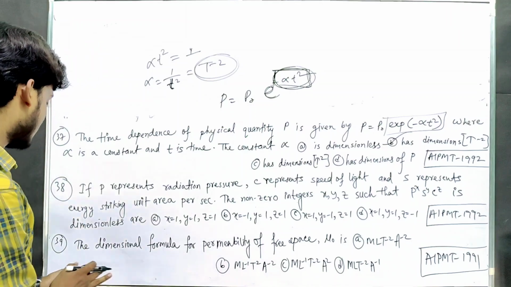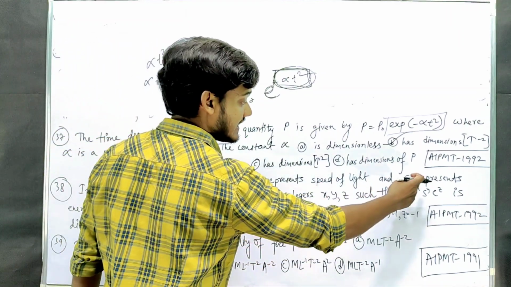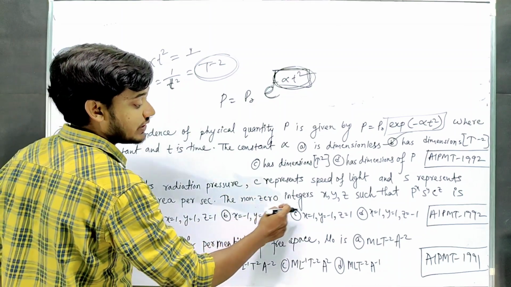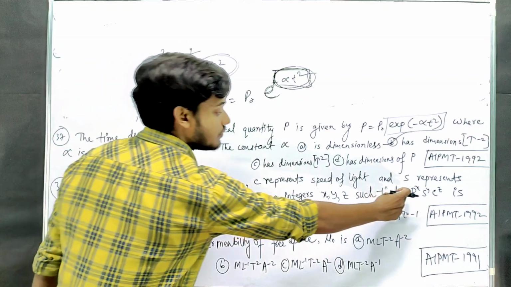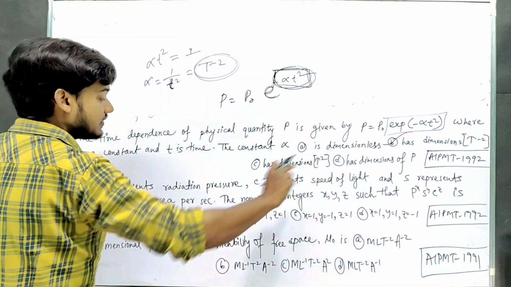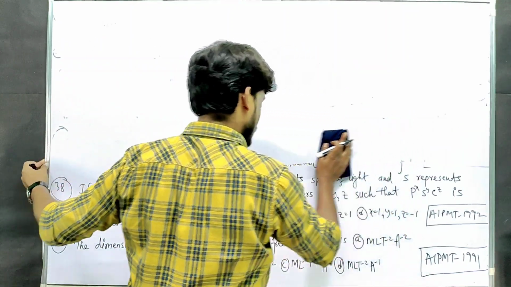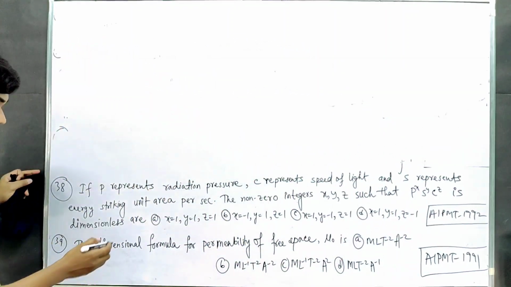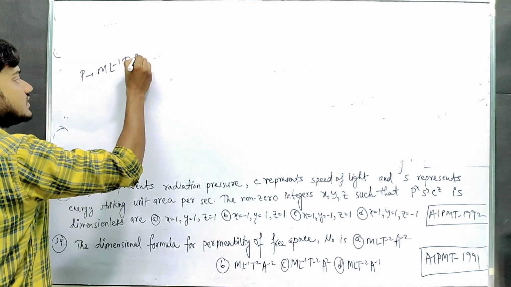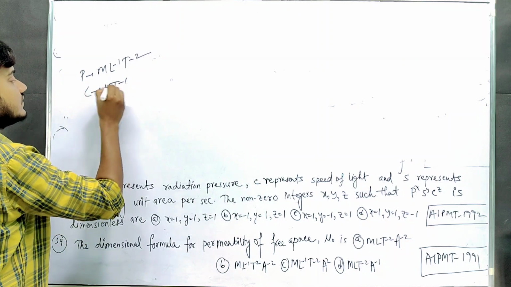Okay. Next, if P represents radiation pressure, C represents speed of light, and S represents energy striking unit area per second, the non-zero integers x, y, z such that P to the power x, S to the power y, C to the power z is dimensionless, options are given. Let's try it, try yourself first. Pressure we know equals M L inverse T inverse 2. C, speed of light, is L T inverse.